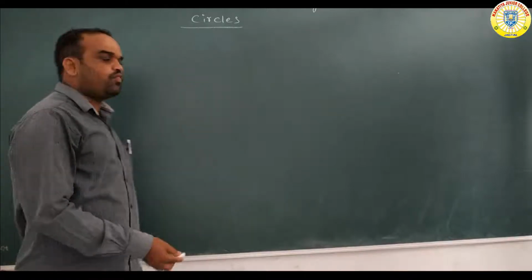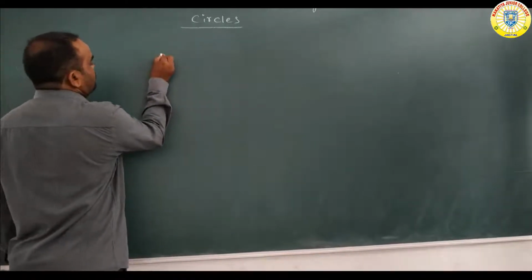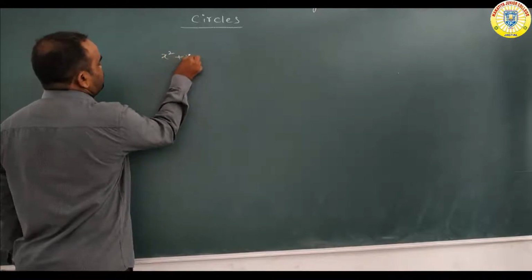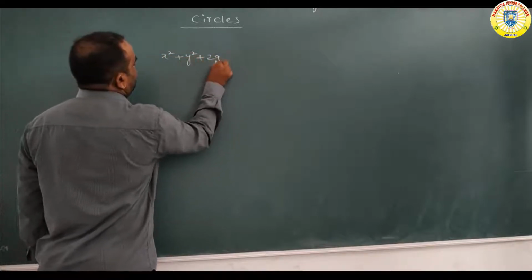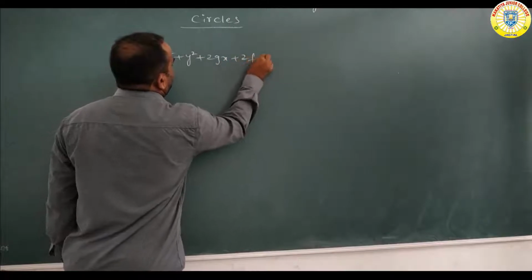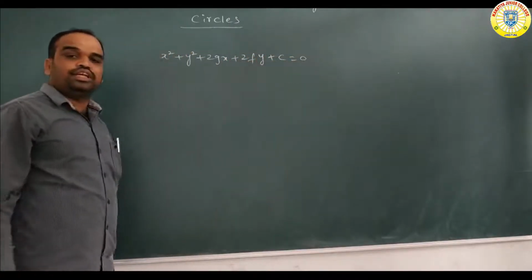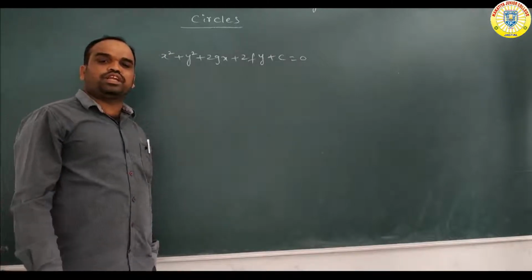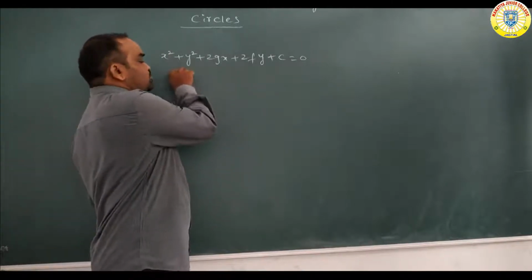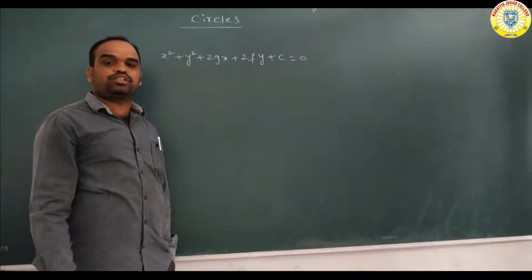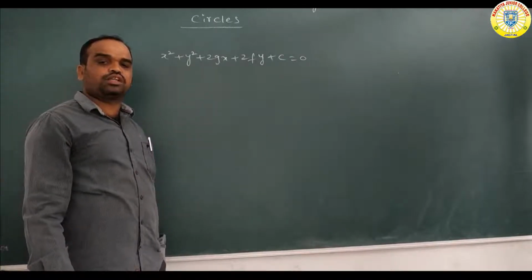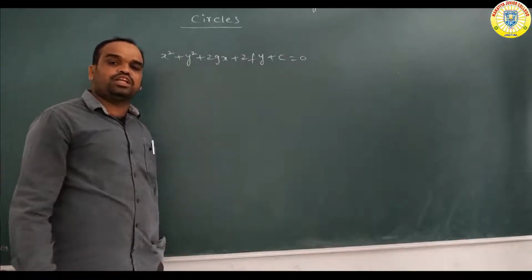What is the general form of the circle, sir? The general form of the circle equation is x square plus y square plus 2gx plus 2fy plus c is equal to 0. Okay, now x square plus y square plus 2gx plus 2fy plus c equal to 0 is called the general form of the circle equation.